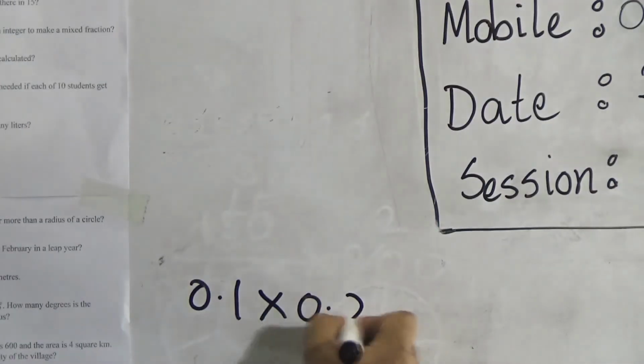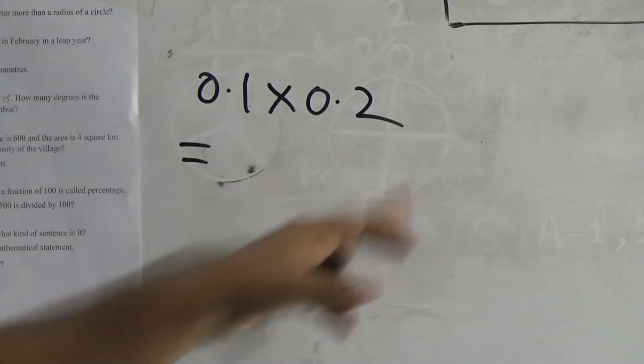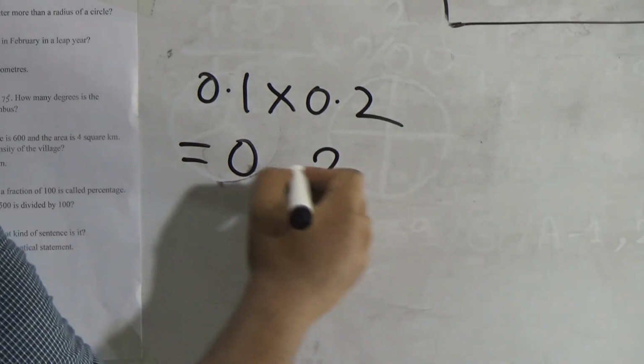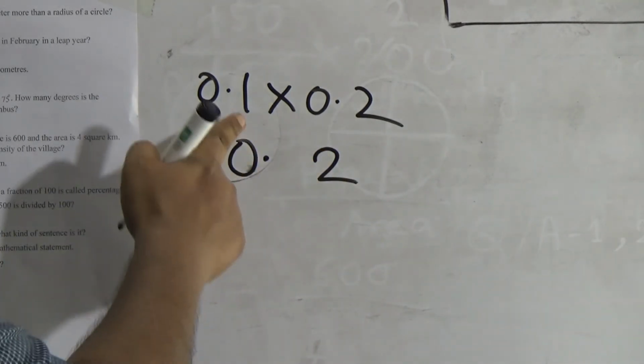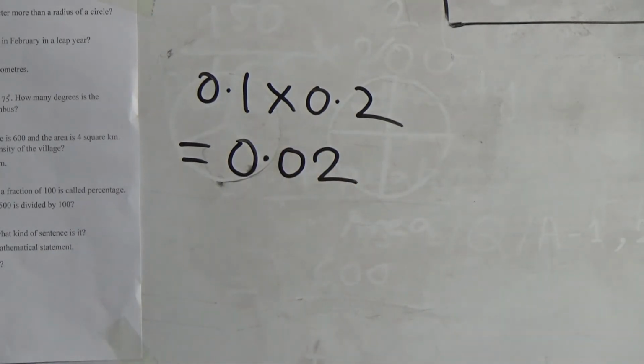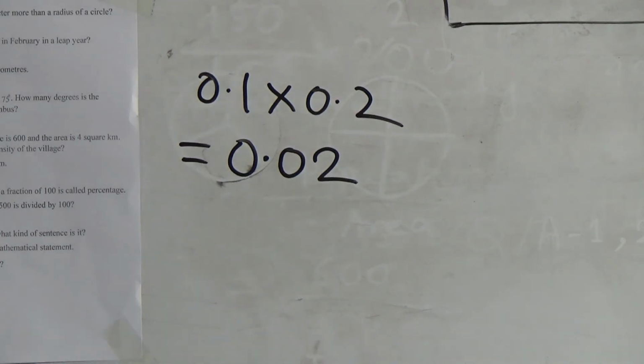40 number question, last question. 0.1 multiplied by 0.2. So after point, how many digits? 1 and 2. So 1 twos are 2. So point here, and after point there is 2 digit and another digit is filled by 0. So 0.02 will be the answer of this question.